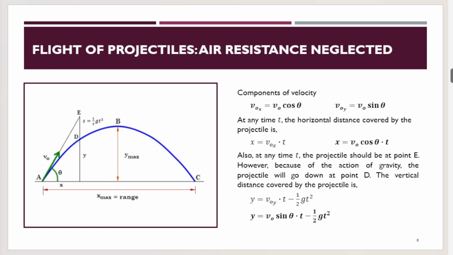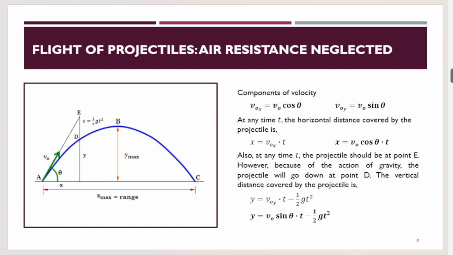At any time t, the horizontal distance covered by the projectile is this one. The x component is the same as the application in linear motion, but with consideration this time, since it is a projectile, of the angle of inclination, measured from the positive x-axis. Also at any time t, the projectile should be at point E. However, because of the action of gravity, the projectile will go down to point D. The vertical distance covered by the projectile is this.